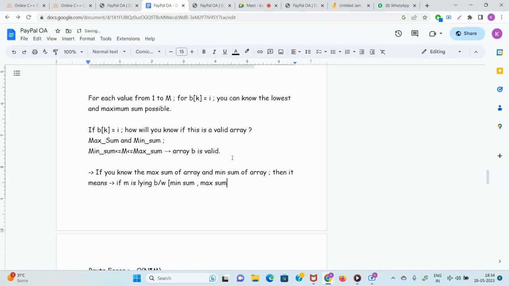My job is slowly becoming very tough. If m is lying between min sum and max sum, it means it is valid. Hence, i is a valid answer. Now, guys, you just try to find the maximum possible i in all the cases, and the job is done.